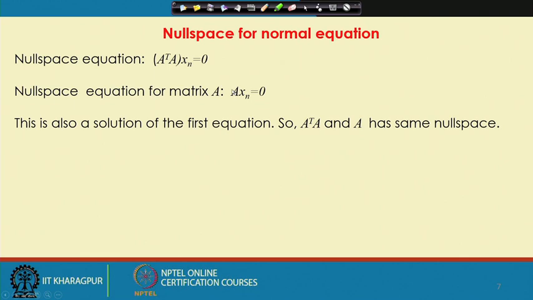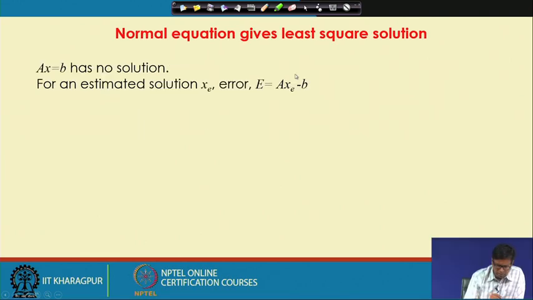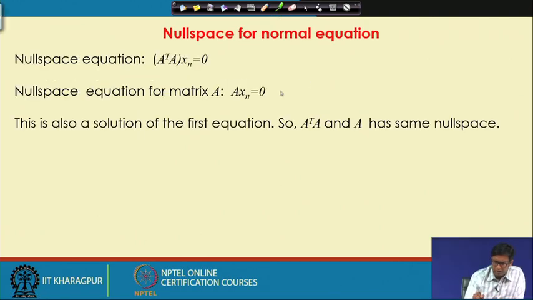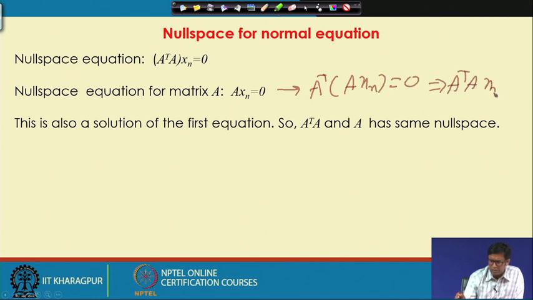So, if I multiply this with A transpose, we get A transpose A x n is equal to 0. So, this is also a solution of the first equation. So, A transpose A and A have the same null space. This should be pondered over at a later stage, for when A has independent columns.